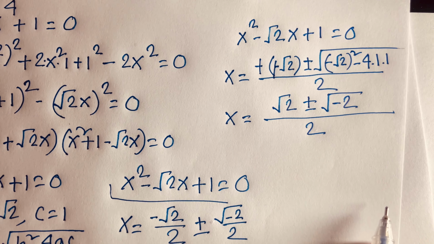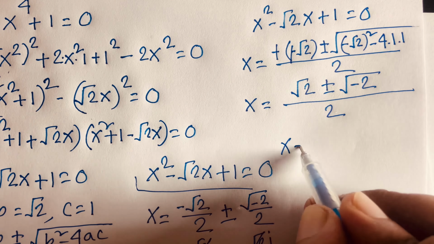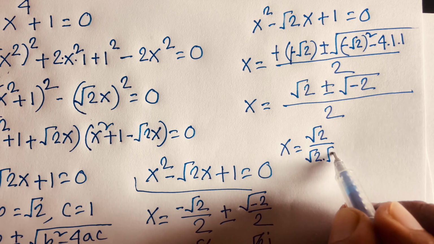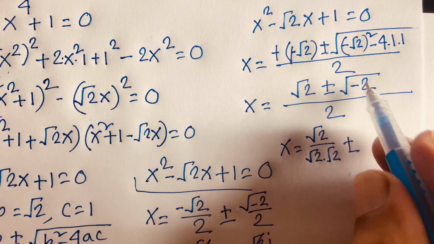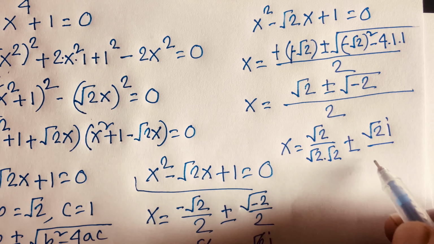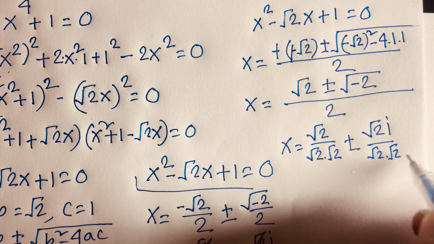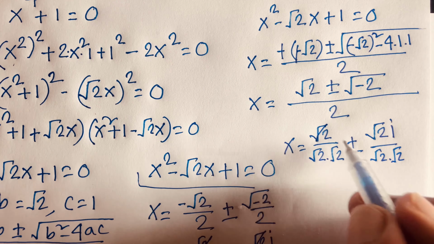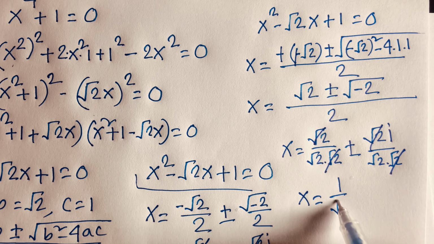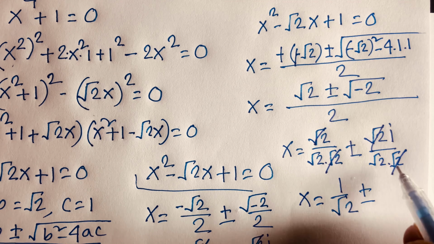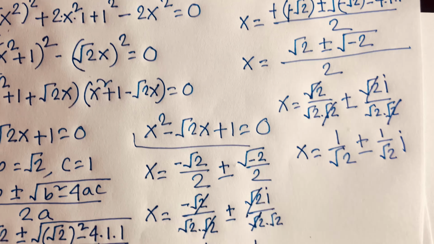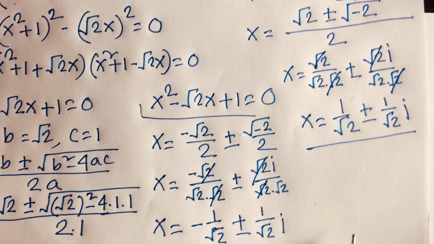Then I can see easily x = √2 over this 2, it will be √2 times √2, ± √2 i over this 2, it will be √2 times √2. Then this cancels, this cancels, we'll find out x = 1/√2 ± 1/√2 i. So our final answer is this and this.